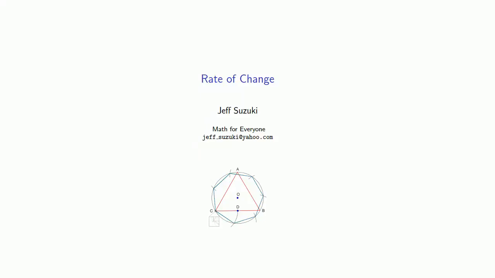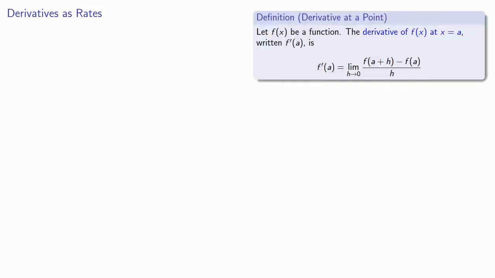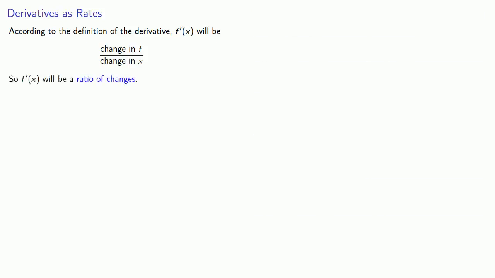Remember, we introduced the derivative in connection with finding the instantaneous rate of change. So let's go back and see what we can do with it. According to the definition of the derivative, f prime of x will be the change in f, whatever our function is, divided by the change in x. And so that means that f prime of x will be a ratio of changes, and equivalently, we say it gives us a rate of change.